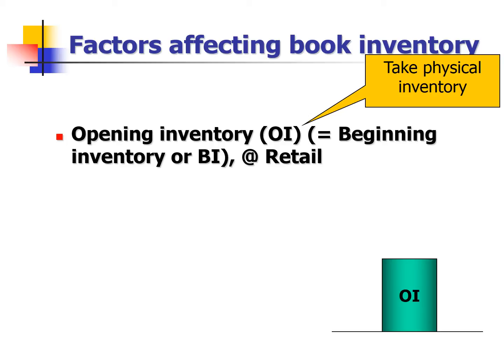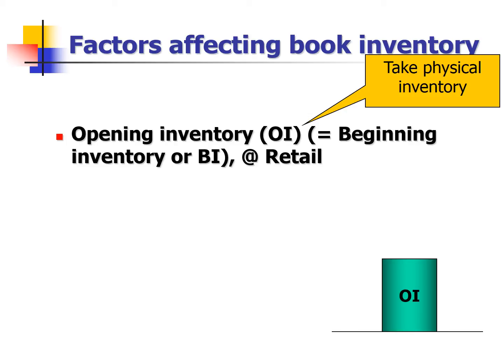Then, what are the factors that should be considered in the calculation of book inventory? There are a lot of things that happen to our merchandise that you have to take into account to have an accurate book inventory valuation. The first thing we can think about is the opening inventory, right? For any given period, how much inventory did you have at the beginning of the period? That's what we call beginning inventory or opening inventory. Since this is a retail method of inventory, we take everything at the retail value. So what was the opening inventory at the retail value? That's an important factor that is going to affect the book inventory.